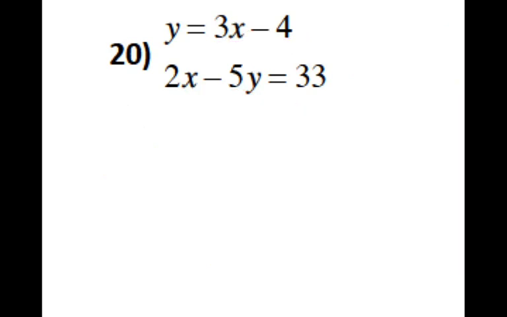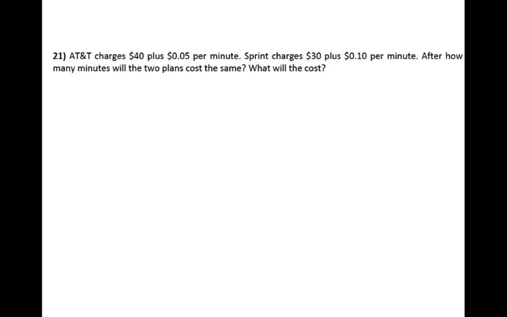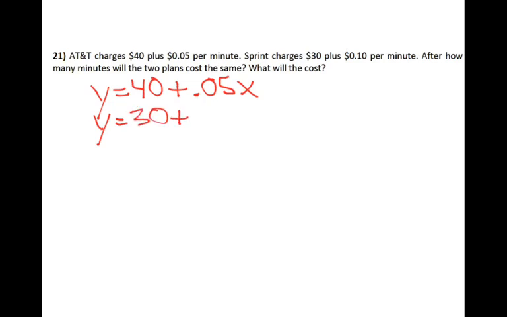Alright, so we get into the word problems a little bit. For this one, we're going to set up two equations. One equation is for the AT&T, so y equals $40 plus 5 cents a minute. And then the next one is going to be $30 plus 10 cents a minute. So the top one is AT&T, and the bottom one, Sprint.